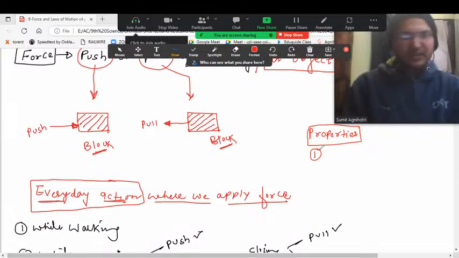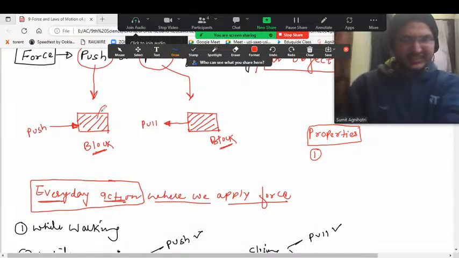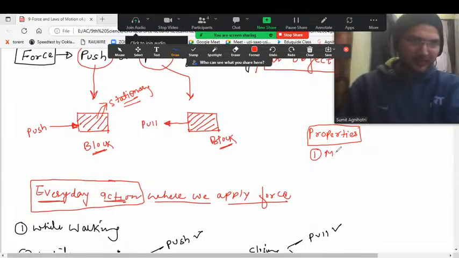A force can move a stationary object. If you are pulling something or pushing something, maybe a block is in its stationary position. Earlier it was stationary, but as you applied the force, it started moving. That means what can a force do? Move a stationary object. This is the first property. What is the next property of force?